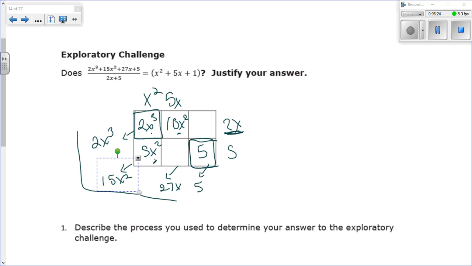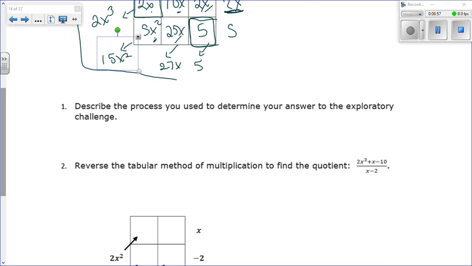And then I multiply 5x times 5, and I get 25x. Now this diagonal here needs to add up to 27x. I already have 25x, so that means this has to be 2x. And what do I multiply 2x by to get 2x? Well, that's 1, and 1 times 5 is 5, so that works out. So did it work? Did I get the answer that they asked for? The answer to that is yes. Don't worry, I'm going to do that again.